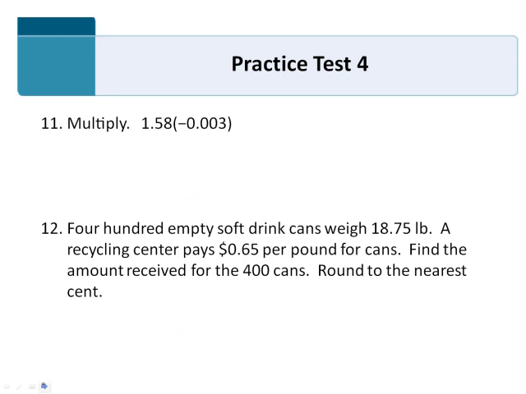Number 11, a positive times a negative is going to give us a negative. So we have 1.58 times 0.003. And so we're going to end up with, where is the decimal point? Okay, 0.00474. 1, 2, 3, 4, 5 in the problem and 5 in the answer. 5 decimal places, and it's negative.